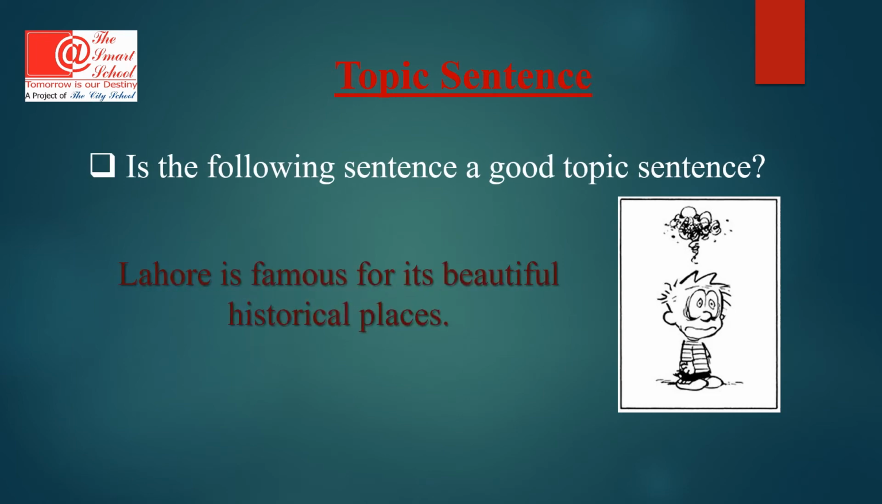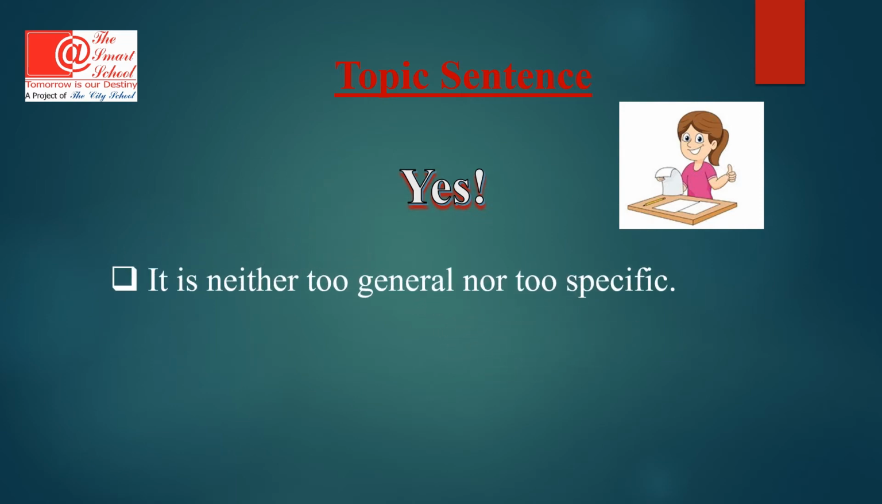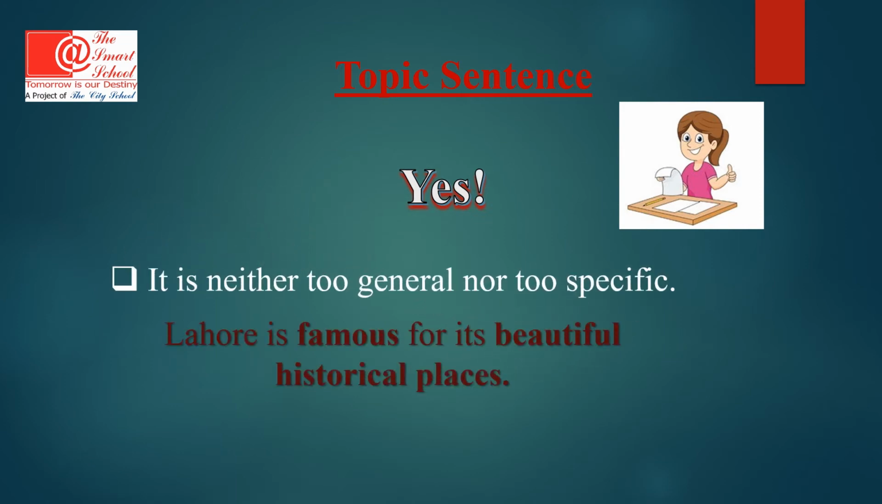Now let's look at this topic sentence. Is it a good one or not? Lahore is famous for its beautiful historical places. Do you think it's a good topic sentence? Yes, it's a good topic sentence. Why? Because it is neither too general nor too specific. It tells us that Lahore is a city which is famous for its beautiful historical places. Now, it's talking about it being famous, that is a bit general, but it is being specific about what it is famous for. It is famous for its beautiful historical places. Now you can discuss in the paragraph, in your supporting ideas, the beauty of these places. Well done.